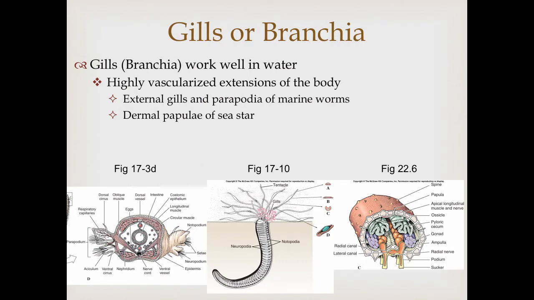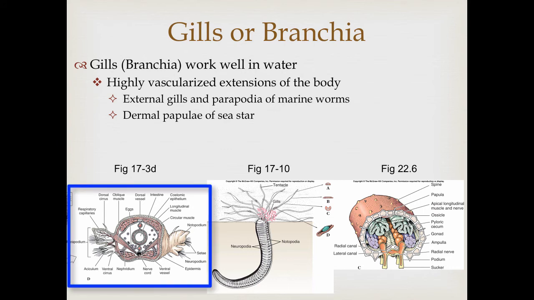Most animals, however, that are living in an aquatic environment have gills, or another term for gills are branchia. These really work well in water because, as we're going to see, one requirement of a respiratory system is it has to be kept moist, and it also has to be connected to the circulatory system. Well, if you're an aquatic organism, keeping that structure moist isn't a problem. It's not going to dry out. So these gills or branchia are highly vascularized extensions of the body.